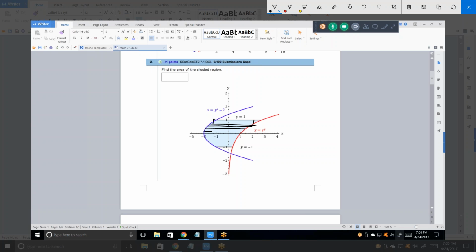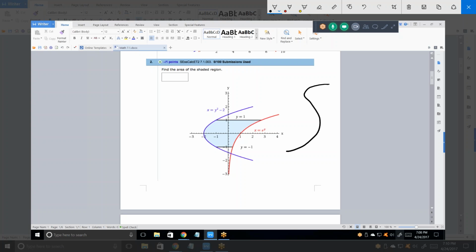Notice the height of each of these rectangles is one function minus the other function. And we're going to integrate it along the y-axis, not the x-axis. We always take the function on the right minus the function on the left, just like we always take the upper function minus the lower function when we're integrating along the x-axis.